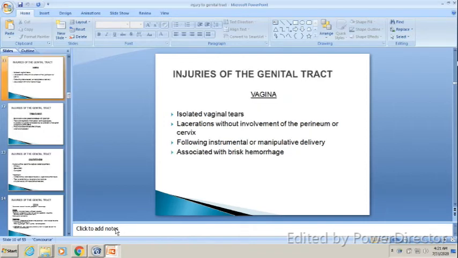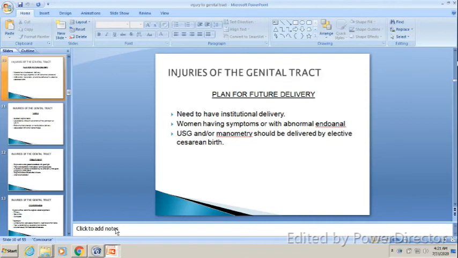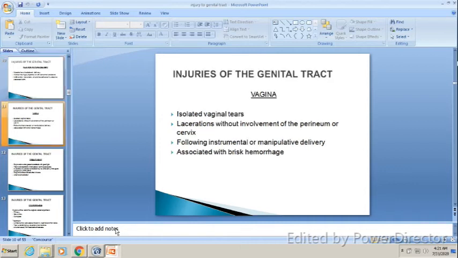Injury of the genital tract, and there may be a history of incontinence. In that case, you have to take the patient for immediate cesarean section. Injuries of the genital tract, vagina. So isolated vaginal tear can happen.